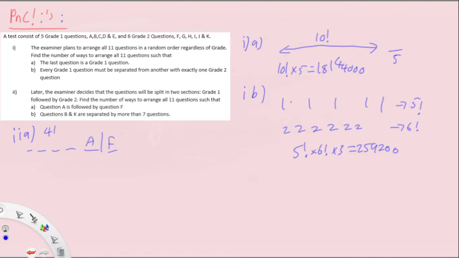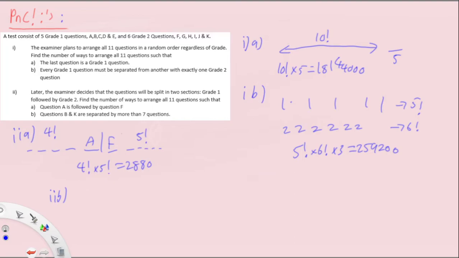Now we just need to consider that there are 4 questions left in grade 1, so 4 factorial, and 5 more questions in grade 2, which is simply 5 factorial. 4 factorial times 5 factorial is the same as 4 factorial squared times 5. That gives 2880 ways.